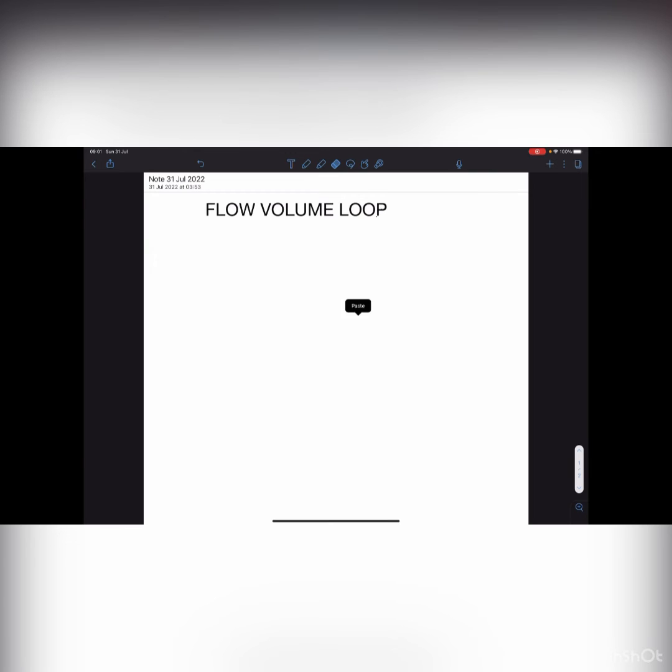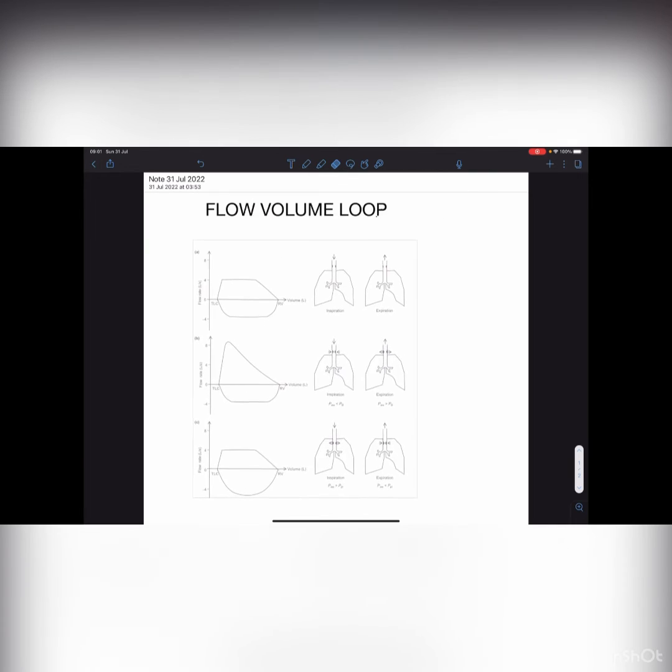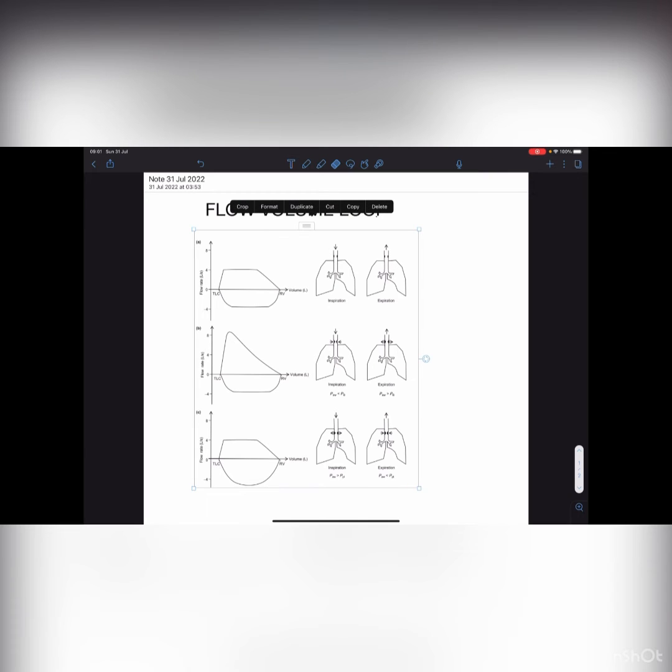So if you look at this picture here, what it shows is that if a person is suffering from fixed obstruction, the example for that could be tracheal stenosis or a foreign body. So in this case, what happens? The lung volumes remain unchanged, and also the narrowing does not change throughout the respiratory cycle. So whether it is inspiration or expiration, the obstruction is fixed.